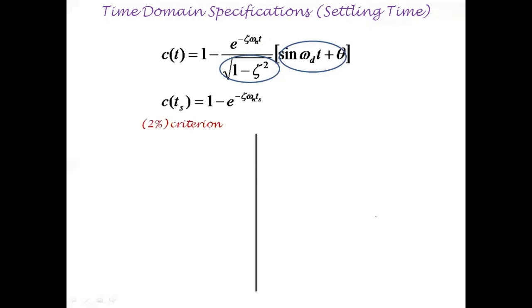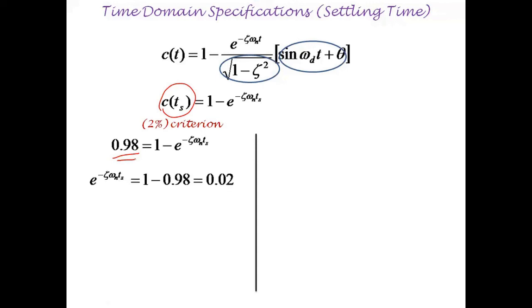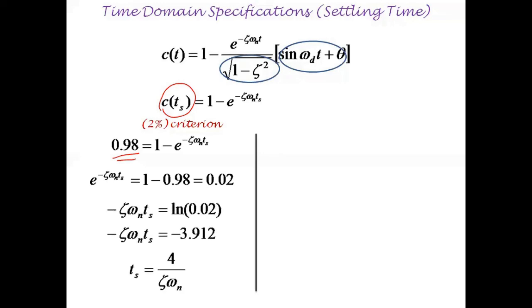So now for 2% criteria, let me assume that the response has exactly settled at 0.98. So I have taken C of Ts exactly at 0.98. So 1 minus e to the power minus zeta omega n Ts is equal to 0.98. So for the simplification I have obtained e to the power minus zeta omega n Ts is equal to 0.02. That is the acceptable error. And taking a logarithm on both sides, we have obtained Ts as 4 divided by zeta omega n.